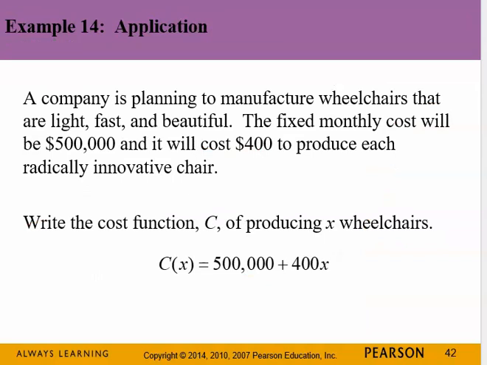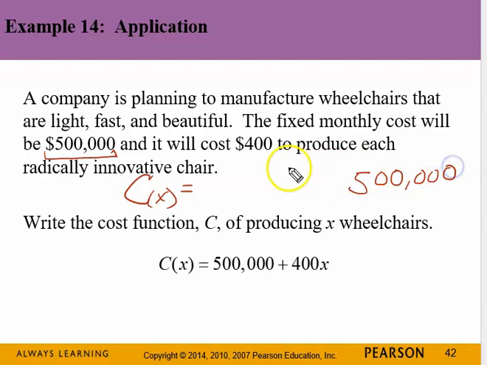Going on now to our last example, example 14, application. Here we want to find a cost function. Well, cost function is cost of x is equal to, what are the fixed costs of the company? Well, we could put that over here, $500,000. And then the cost to produce each item is 400. And then x is the number of items we're producing.